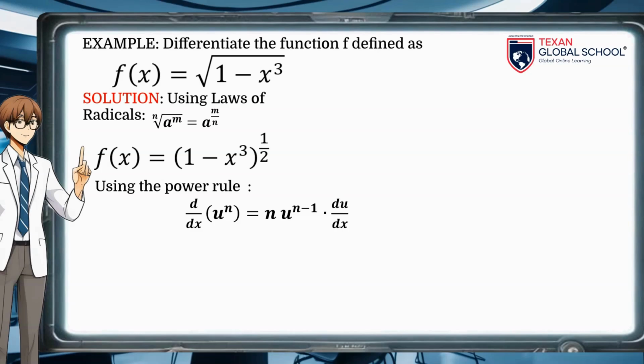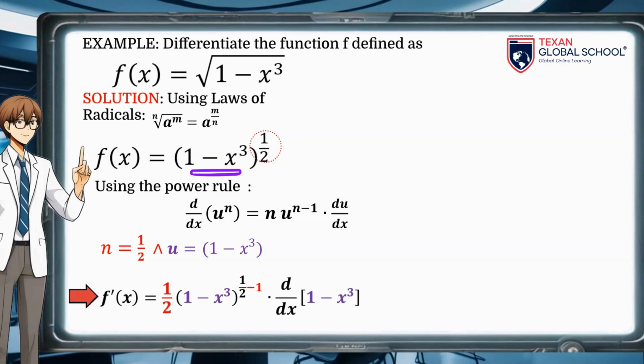We can see that the base is a composite function, so use the chain rule. According to the rule, the derivative will be n times u to the n minus 1 times the derivative of u. n equals 1/2, and u is 1 minus x cubed. So, the result is 1/2 times 1 minus x cubed to the 1/2 minus 1 times the derivative of 1 minus x cubed. Expanding algebraically, 1/2 minus 1 is minus 1/2.